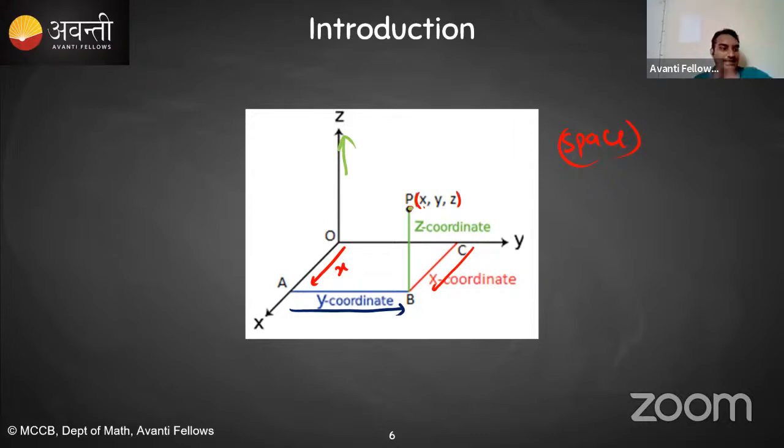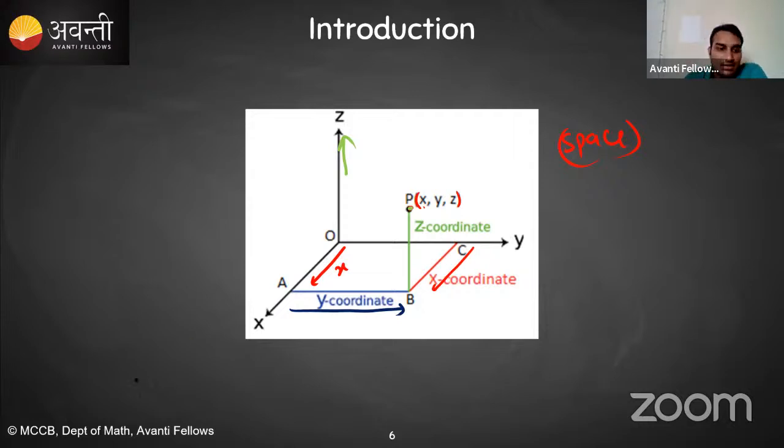Is this clear, everyone? Tell me. X, y and z. It is very similar to the coordinates in the xy plane only, right? I hope no one has any doubt in it. If it is clear, students, I have a very small question for you.